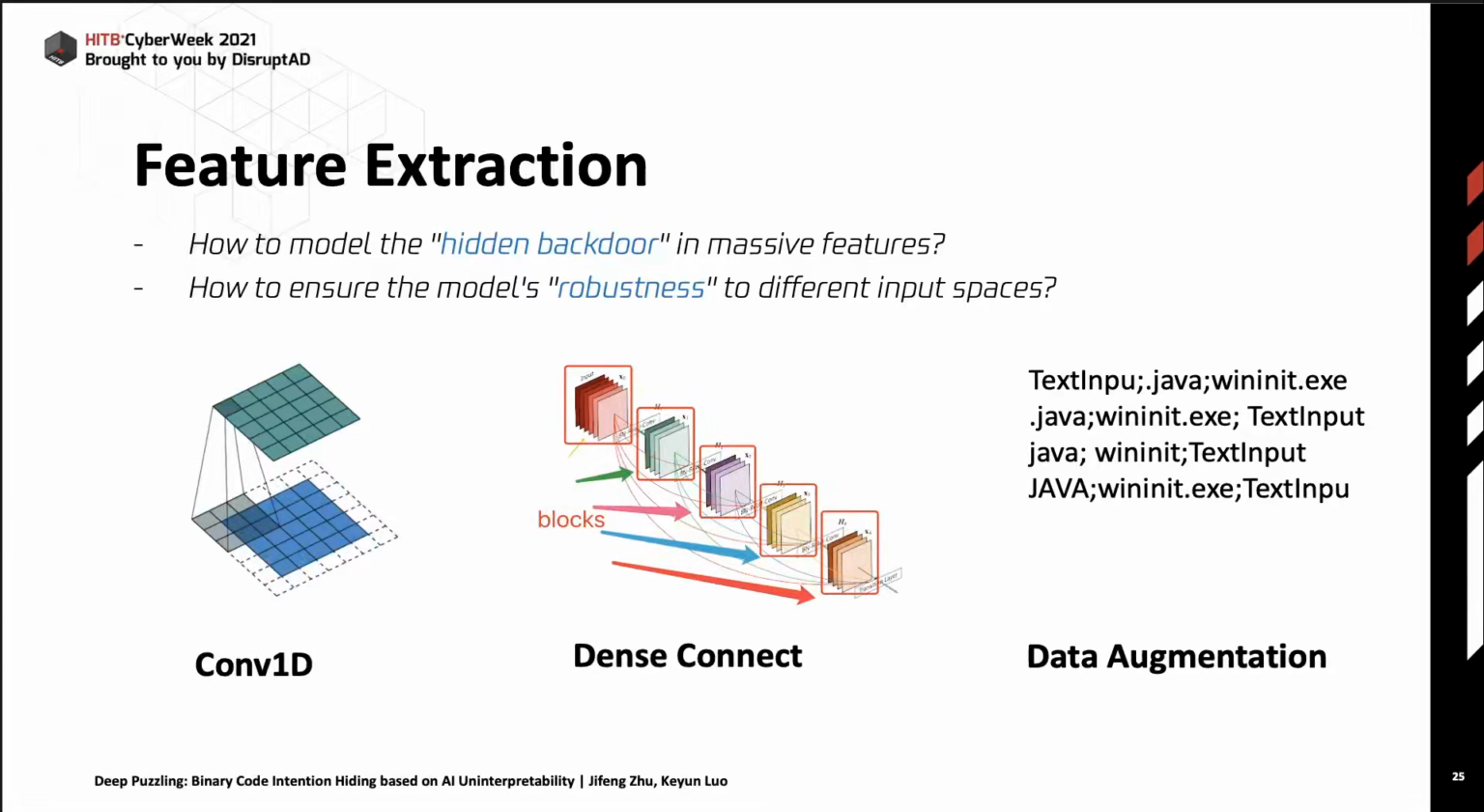This network structure has been proven to help improve the quality of feature extraction for better gradient propagation. The other problem is how to ensure the robustness of the feature output under different input data.